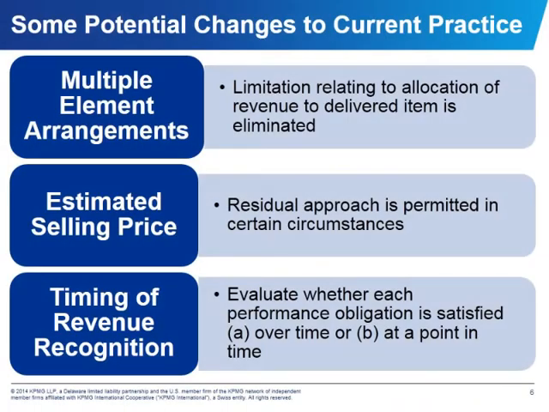Under the multiple element arrangement guidance that we have today, there's something known as the contingent revenue cap. And this is something that limits the amount allocable to the delivered item to the amount that's not contingent upon delivering subsequent items. Now, under the new standard, that contingent revenue cap will be eliminated, and you'll not be required to consider that when you're going through your allocation in step 4.